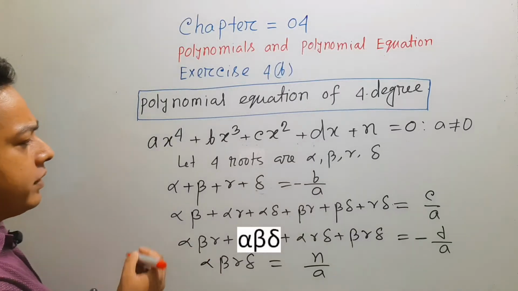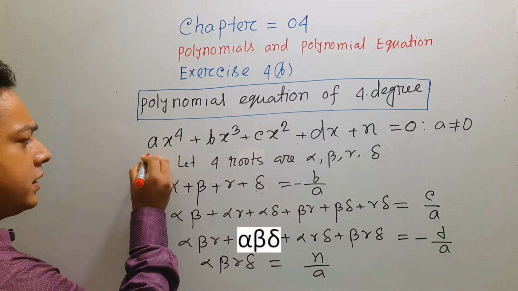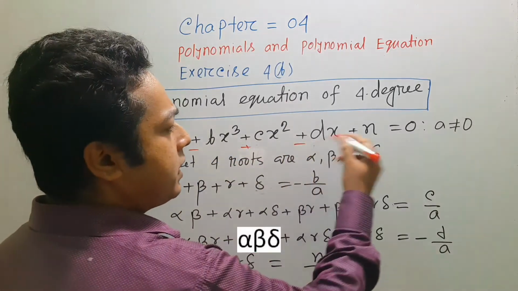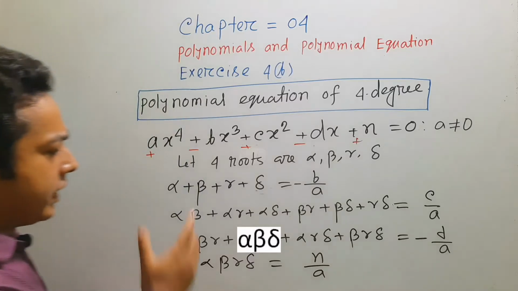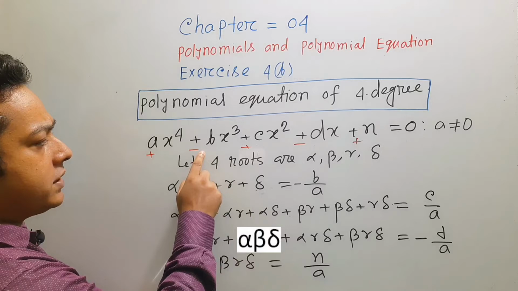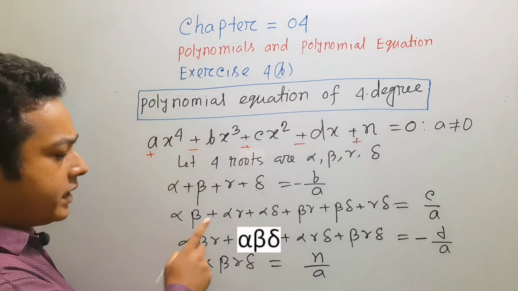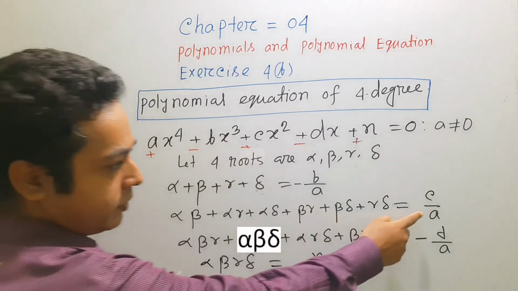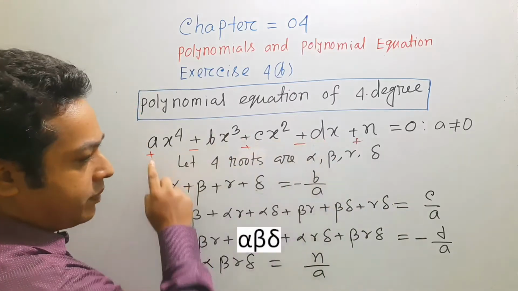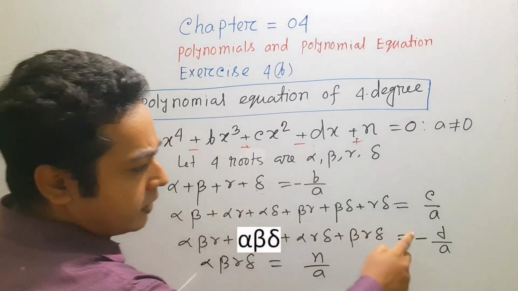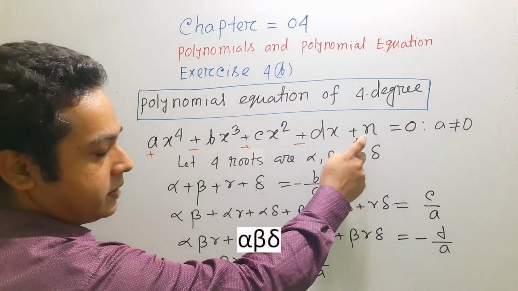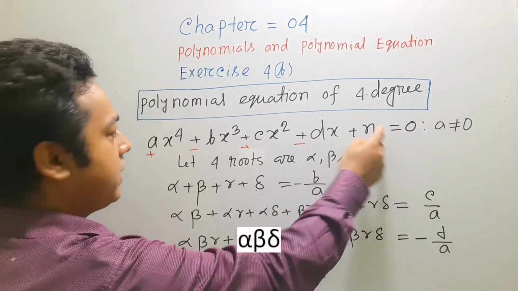But another rule you can maintain, just think serially: this is plus, this is minus, this is plus, this is minus, and then plus. Okay, then sum of roots taking 1 is minus b by a. Sum of roots taking 2 is c by a, it will be plus because this is plus. And taking 3 roots, d divided by a, here this is minus, so the result will be minus. And taking 4, this is plus, so the result will be plus, n divided by a.